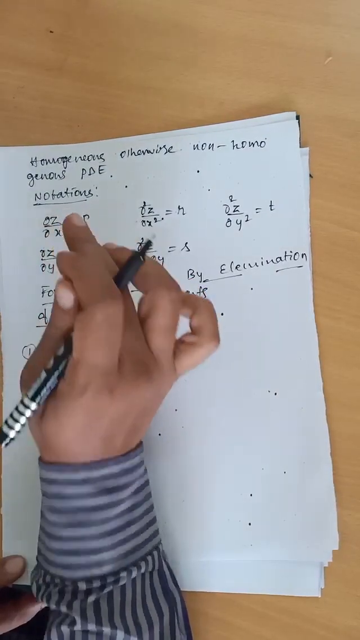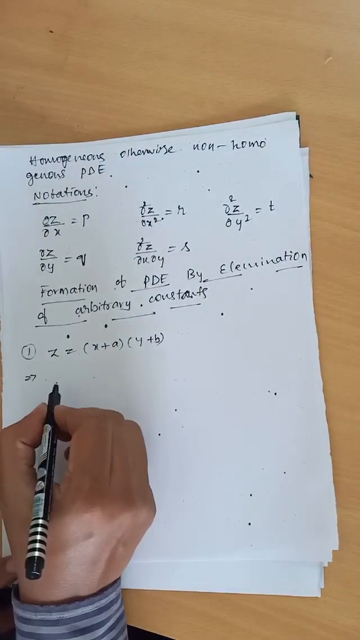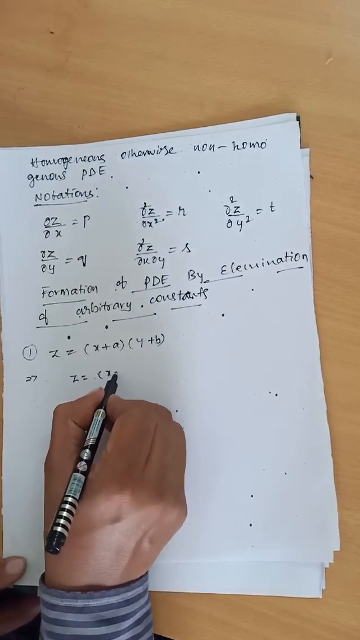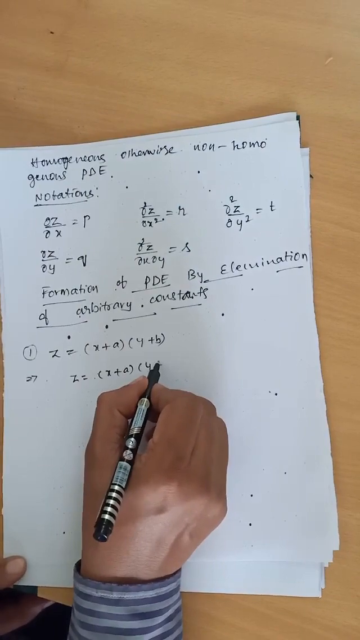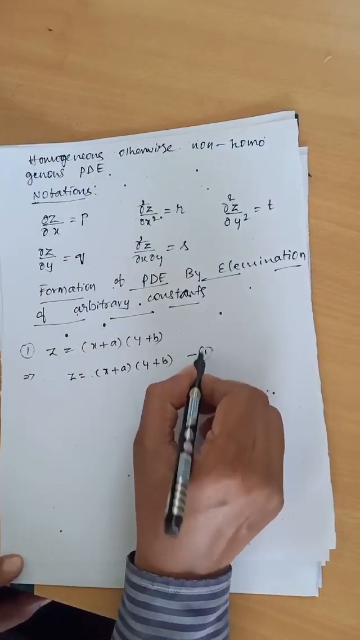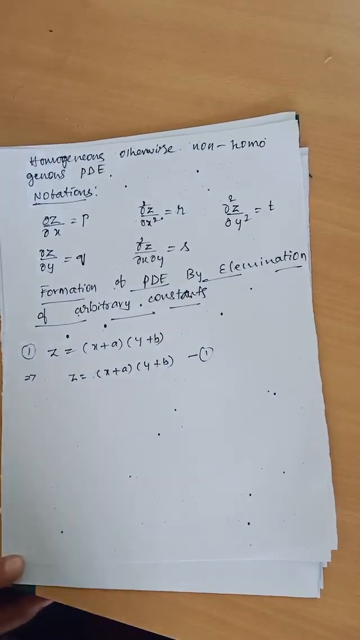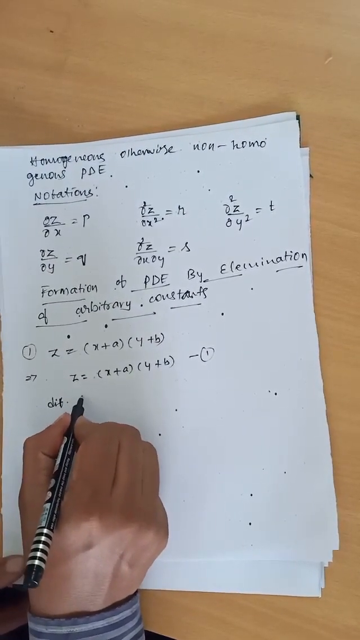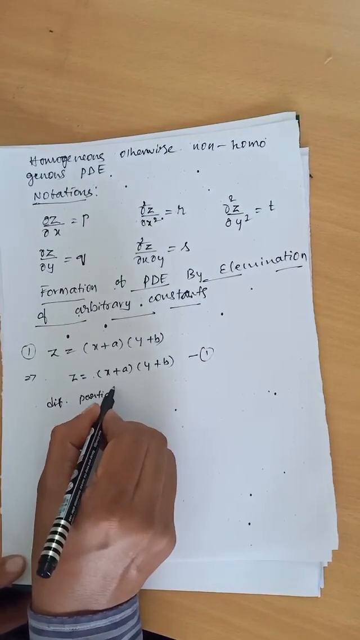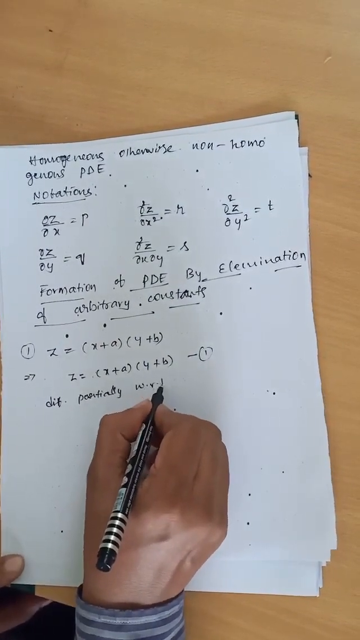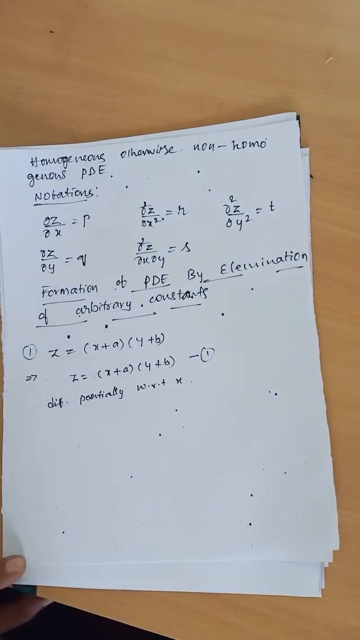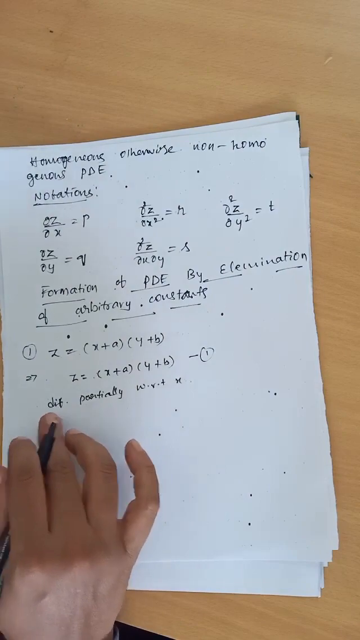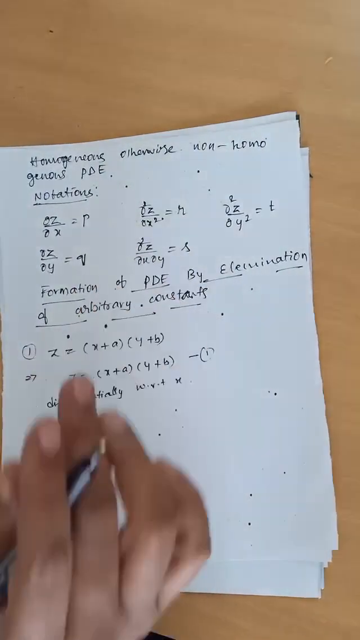First we use dou z by dou x. First you write z is equal to x plus a into y plus b. You call it equation number 1. Differentiate partially with respect to x first. See, in every problem from this method we always differentiate partially with respect to x first.